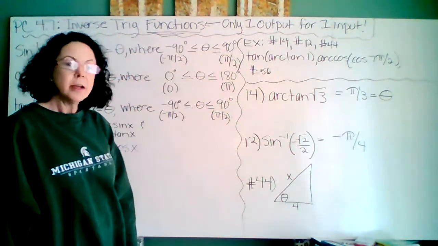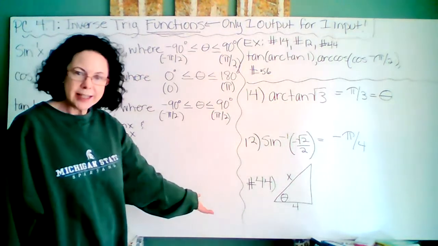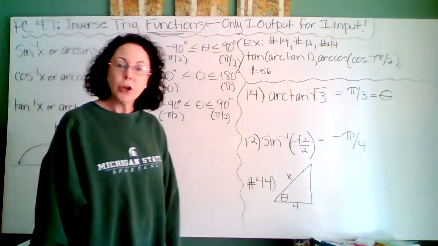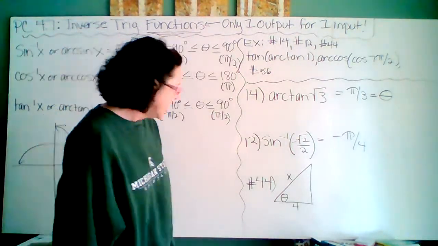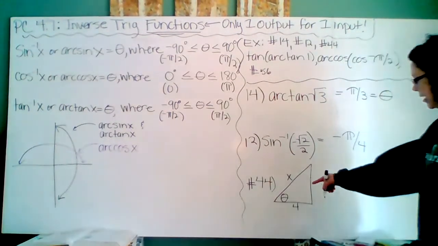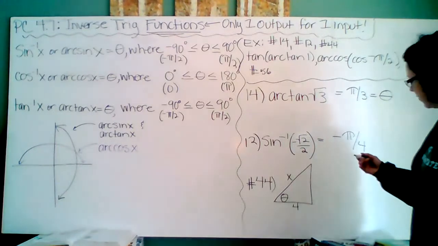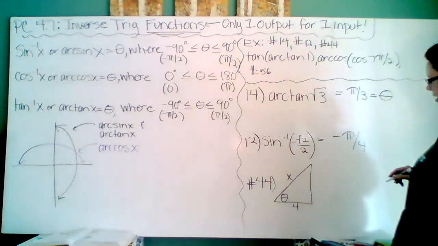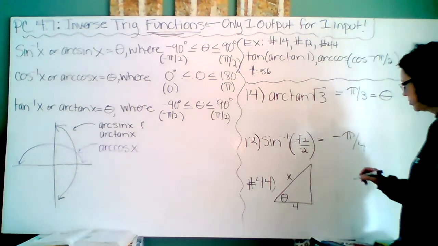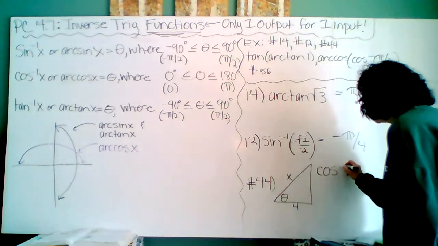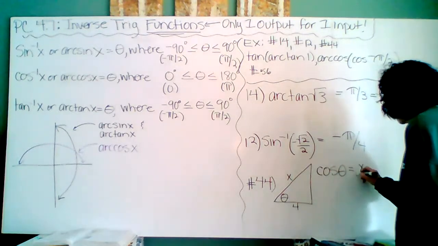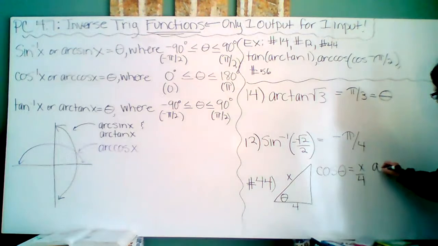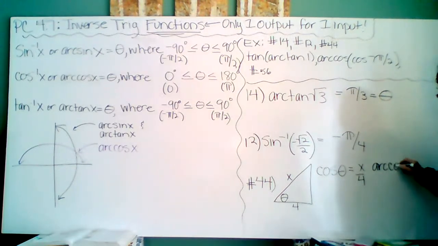On number 44, the question asks you to write an inverse trig function in terms of the picture that you see. What I first do is, I'm really good at writing a trig function. I see that I have the adjacent side and the hypotenuse here, right? And that would be cosine. So cosine of theta is 4 over x. But they want this written as an inverse trig function. That means arc cosine.